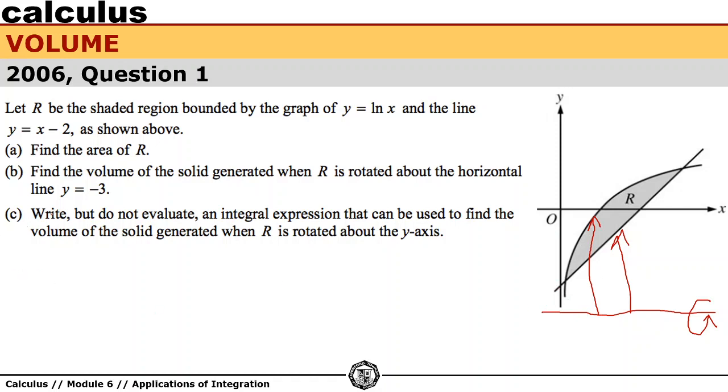And then letter C asks you to write but not evaluate an integral that can be used to find the volume of a solid generated when R is rotated about the y-axis. So for part C, they want you to go around the y-axis. All right, that is going to be a little harder, but it's also going to be washers. Okay, but you have to turn everything to be with respect to y. The part there you're going to be careful with is how do you rewrite y equals the natural log of x in terms of x equals.